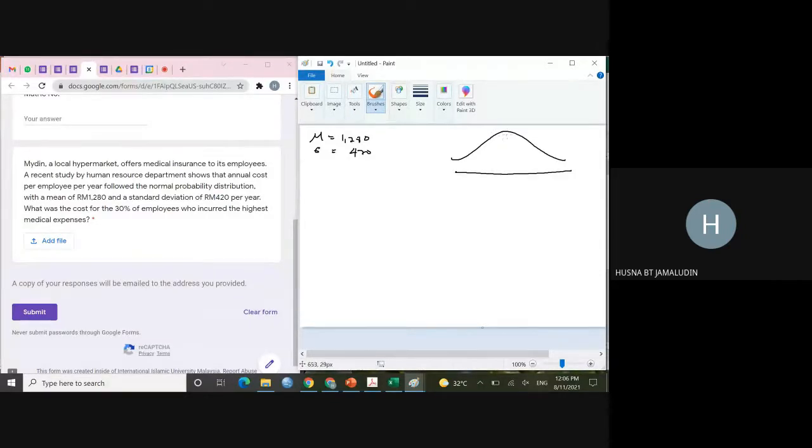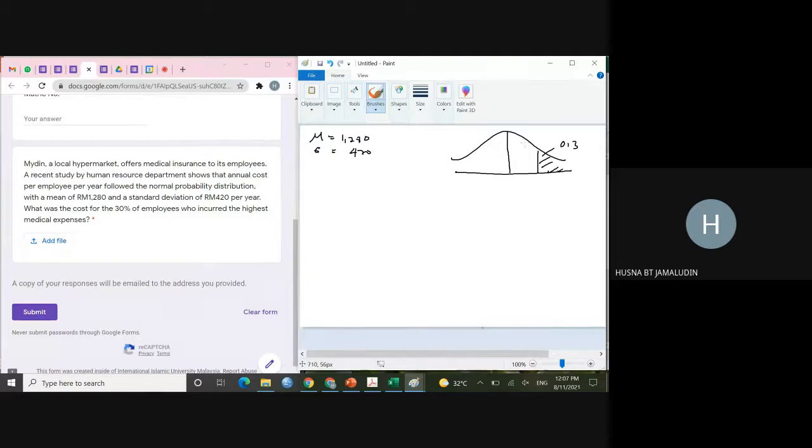So where is it? Is it on the left side or the right side? Right side. Yes, when you talk about highest, it should be on the right side. If you talk about the lowest, the minimum, it should be on the left side. So the question clearly tells you about the highest, so it should be on the right side. So 30% perhaps somewhere here. So this is your 0.3.